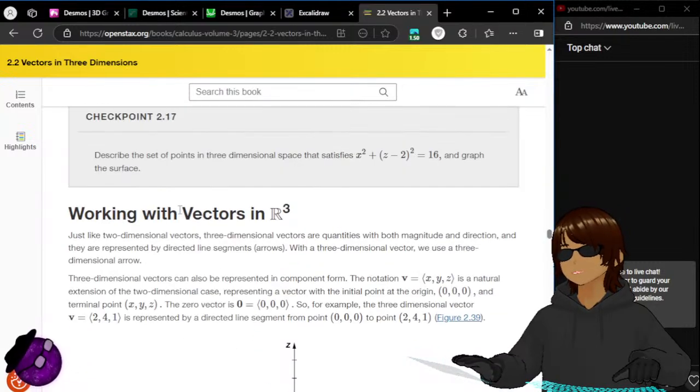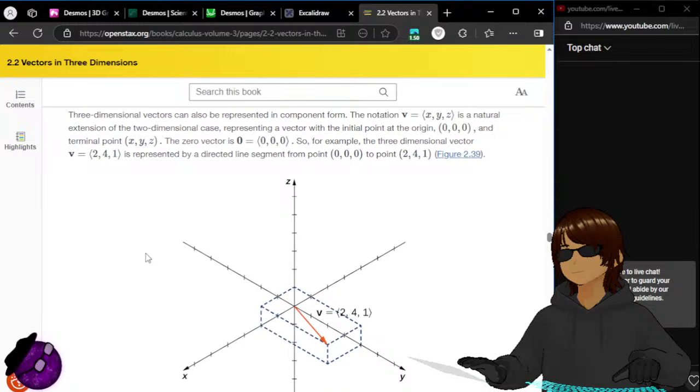Working with vectors in R cube. Just like two-dimensional vectors, three-dimensional vectors are quantities with both magnitude and direction, and they're represented by directed line segments. For three-dimensional vectors, we use three-dimensional arrows. So the zero vector is 0, 0, 0. The three-dimensional vector 2, 4, 1 is represented here.